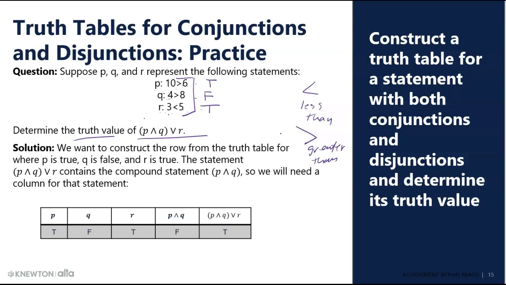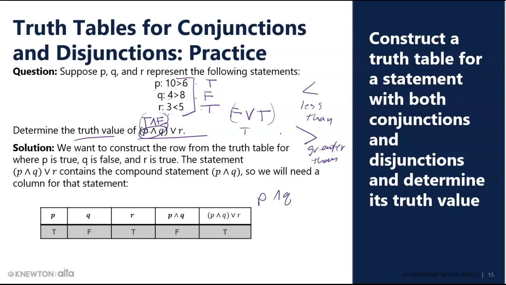So now I can do true and false for P and Q, and that will give me a false. So this whole thing here becomes false, and I'm joining that with statement R, which is true: false or true, which is true. So let me write that out again.